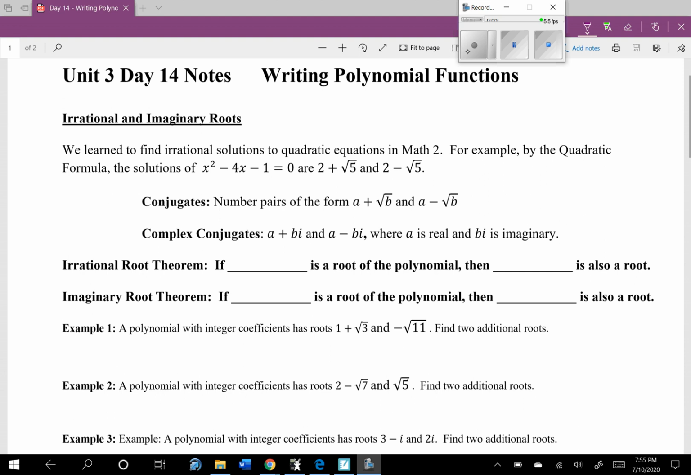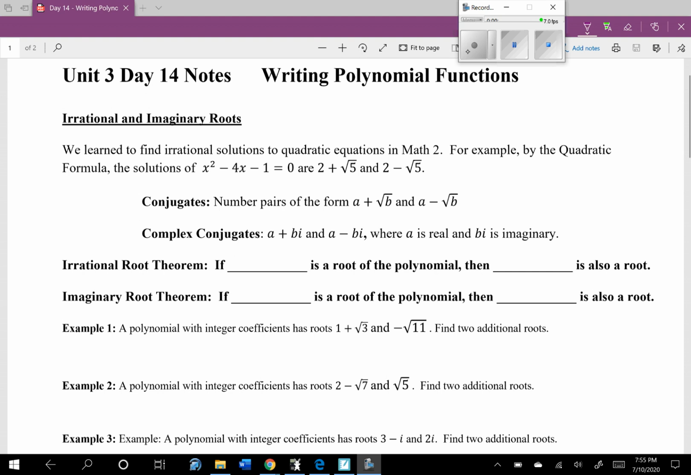Today we're going to talk about writing polynomial functions, irrational and imaginary roots. We learned to find irrational solutions to quadratic equations in Math 2. For example, by the quadratic formula, solutions of x squared minus 4x minus 1 equals 0 are 2 plus root 5 and 2 minus root 5.